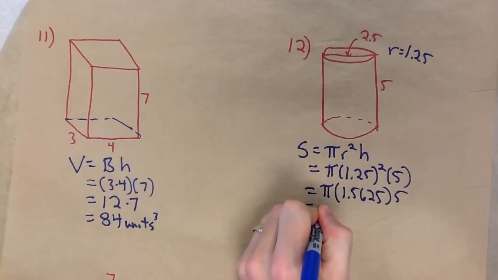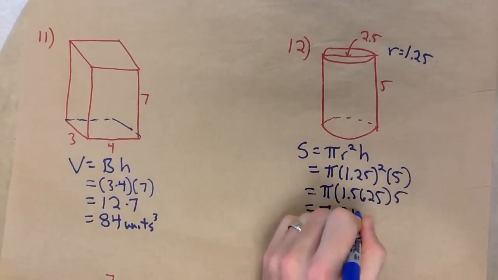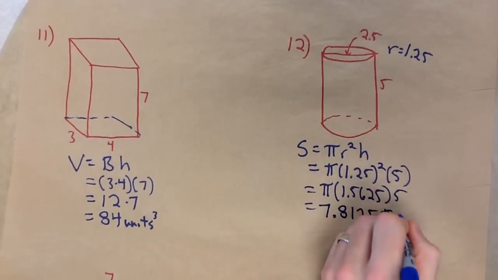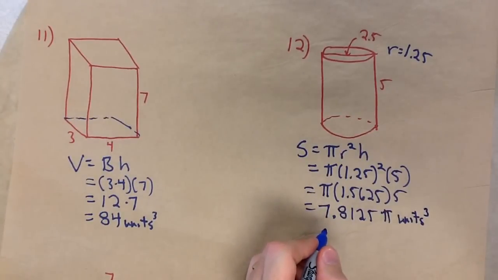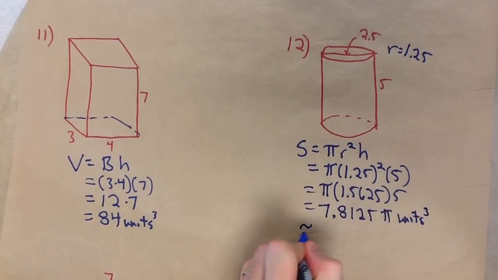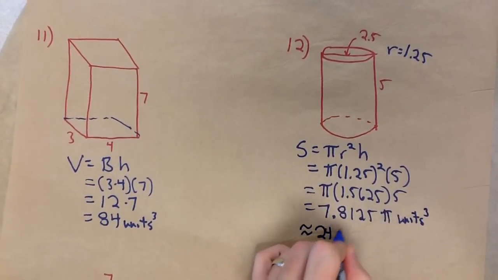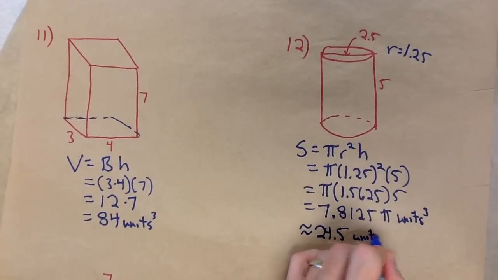And we get 7.8125 pi. Now that would be in terms of pi units cubed, but we could also just multiply that by pi, get a decimal, get a little better idea, and that is 24.5 units cubed.